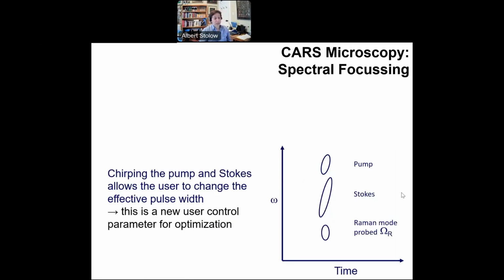I can describe this in a slightly more mathematical way with what's called a frequency time plot. So the frequency time plot shows me the time ordering of the frequencies. So here's my pump and my Stokes. I'm showing that they're a little bit stretched. If I just subtract these two, I will have the difference between them, which is this Raman mode. If I stretch them out as a function of time, I have not changed the colors. The frequencies are all there, but if I stretch them out, now this difference frequency becomes very narrow. So you can see that I can stretch this to different degrees, and I can basically choose my Raman spectral resolution as I like.